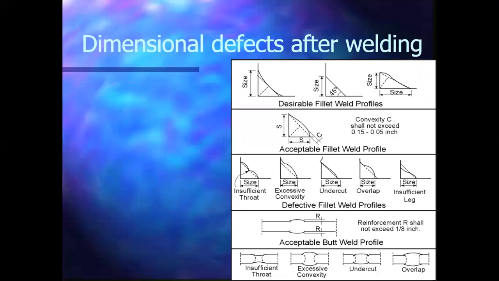So we got some dimensional defects after welding. We're looking at the finished weld here. All these pieces are labeled: desirable fillet weld profiles, acceptable, defective. Then we got acceptable butt weld profiles and defects here. So for desirable weld fillets, we have a concave fillet here. If you look from this corner to this corner and we drew a straight line across there, it's a little bit concave and below that line. That is okay, as long as your weld is the correct size. You need to have it.